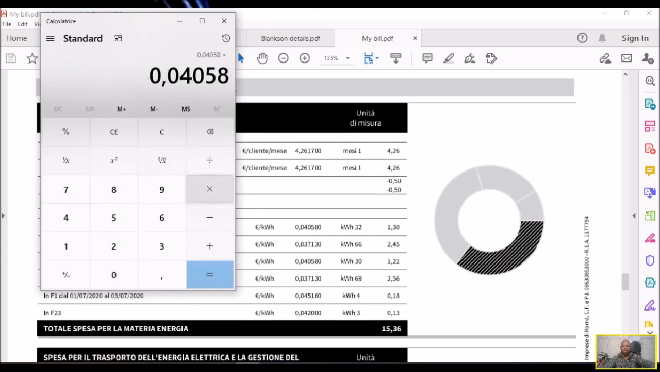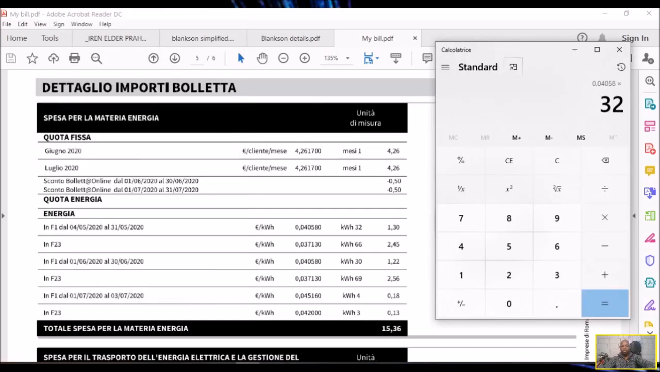They will multiply 0.04050 times 32, which is the effective kilowatts you consumed within that frame of date, from 4th May to 31st May. You consumed 32 kilowatts. So 32 times the price you are paying per kilowatt hour, which is 0.04 times 32, and that will give you €1.29, which has been rounded up to €1.30.